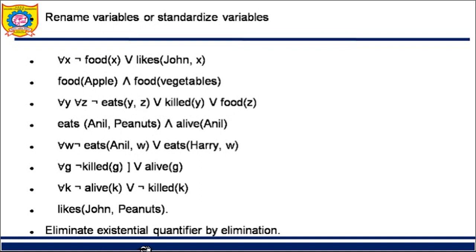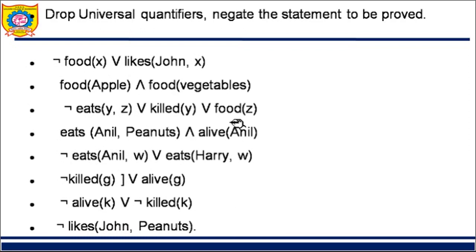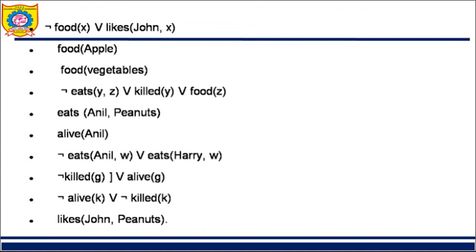Then after that, you need to remove the existential quantifier. Now we don't have any existential quantifier, so we won't do this step. Next, you need to drop the universal quantifier. So that also we will drop. Simply remove it, you don't have to do anything for it. And finally, negate the statement to be proved. So I'll negate that particular statement, and it is added to the knowledge base. Okay, after doing this, our statements are ready.